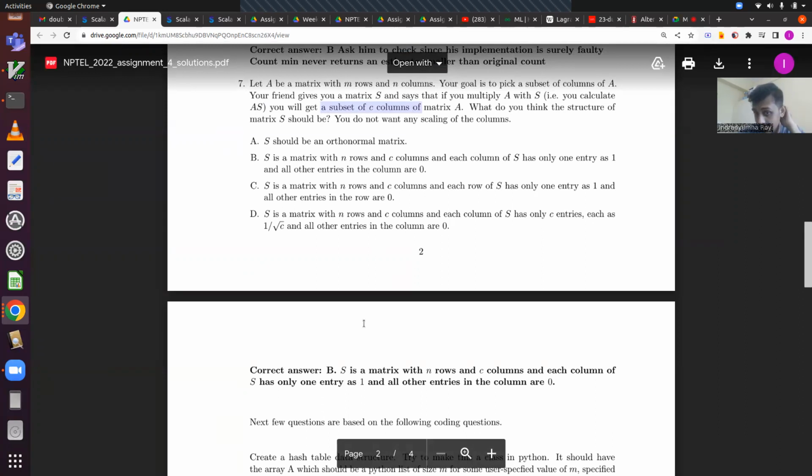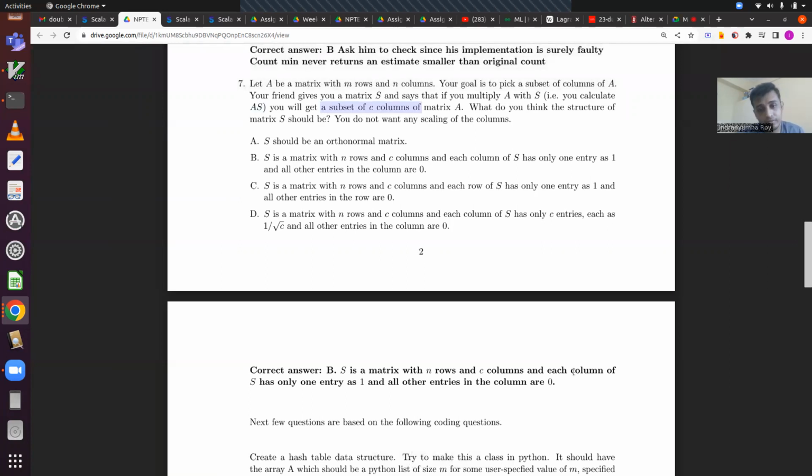This is a matrix with n rows and c columns, and each column of S has only one entry as one, right? So imagine you have a matrix m cross n and you have an S n cross c where each column has only one one. What will happen if you do the matrix multiplication is that whatever one is there will select the corresponding column. If you just write it out in a small matrix, you can easily see what's happening.